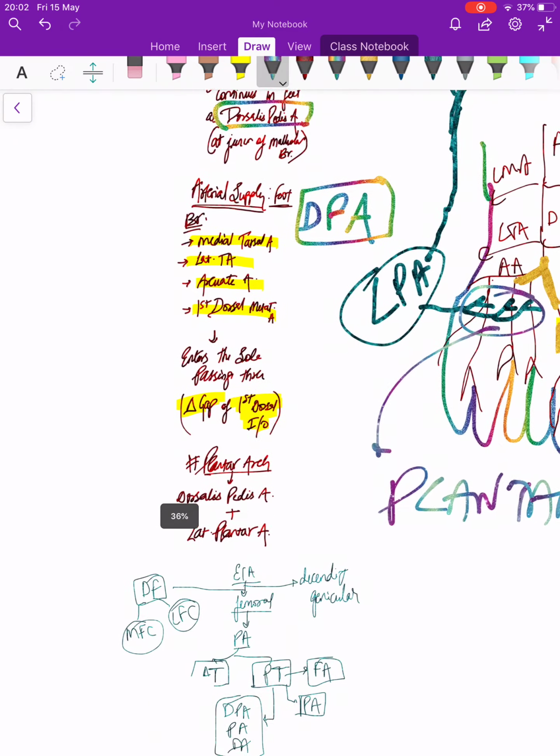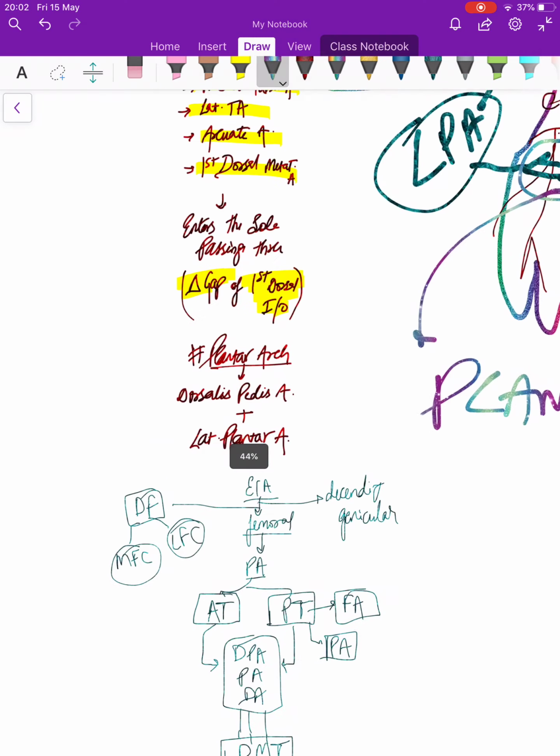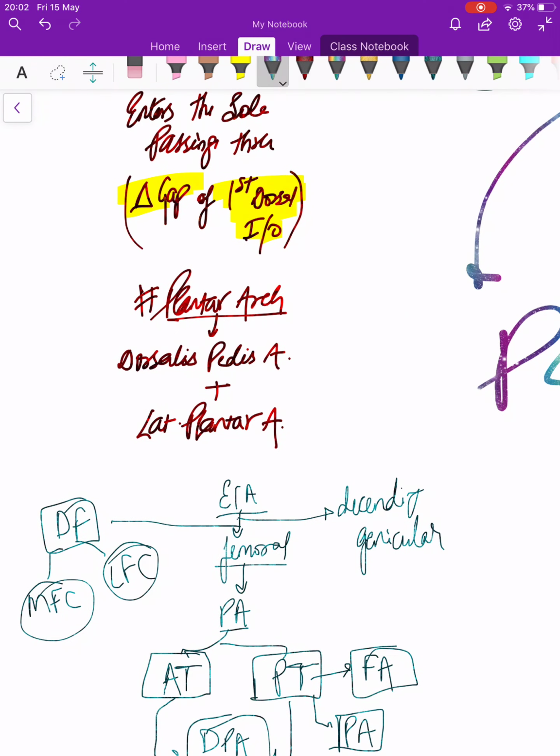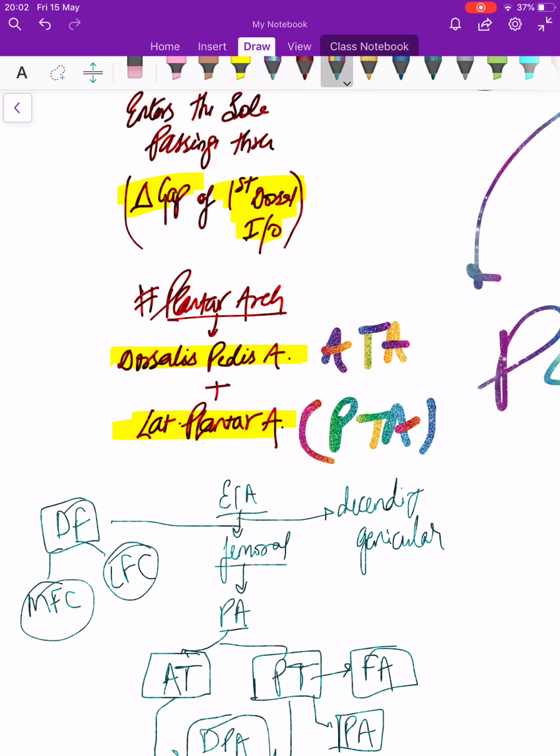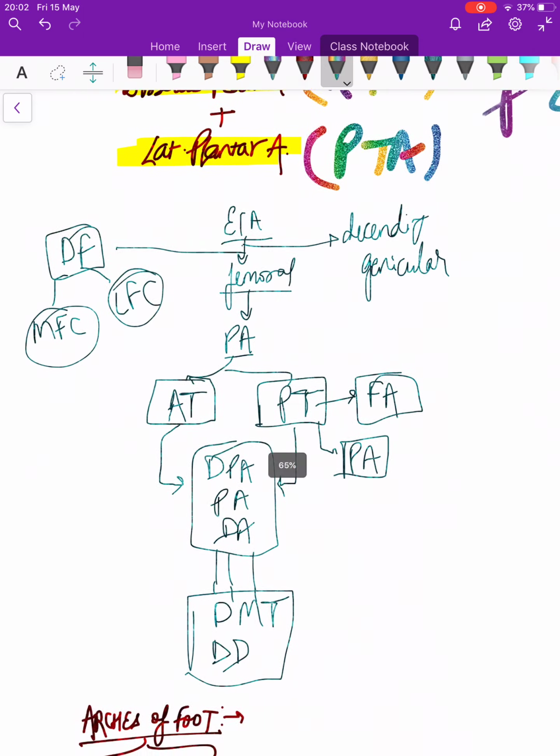राइट, समझ आया? सो व्हाट इज प्लांटर आर्च? प्लांटर आर्च इज द डोर्सालिस पेडिस आर्टरी की आर्कुएट आर्टरी प्लस लेटरल प्लांटर आर्टरी। सो डोर्सालिस पेडिस आर्टरी, एंटीरियर tibial artery and the posterior tibial artery. Fine. Okay. Then next is about the arches of the foot.